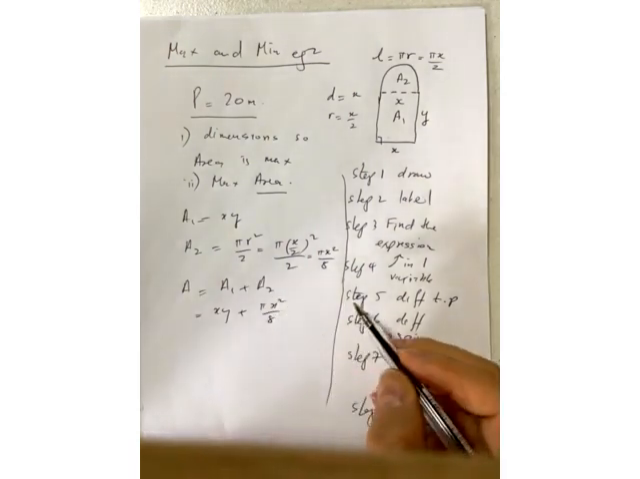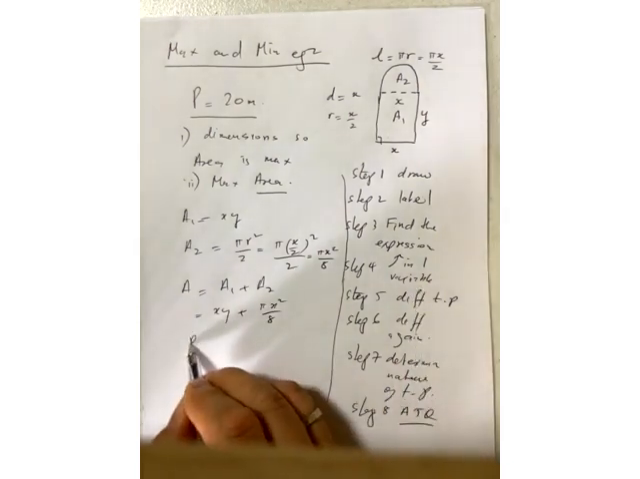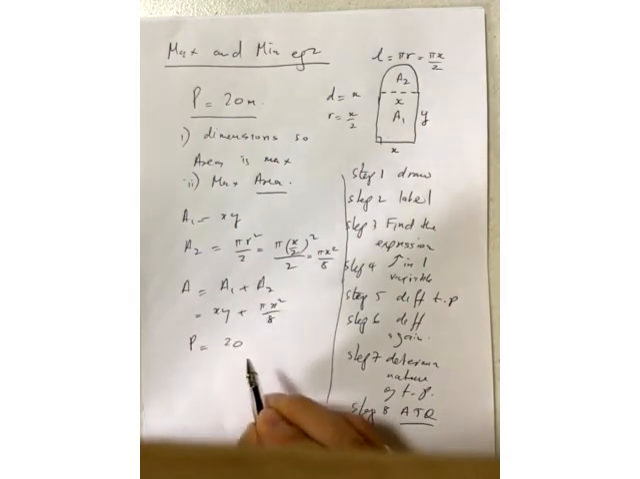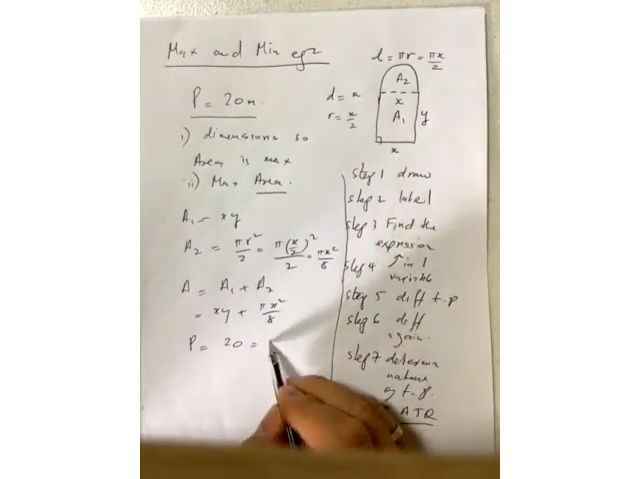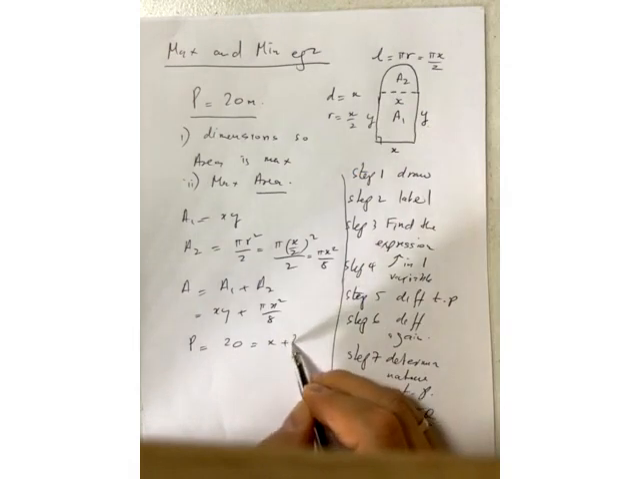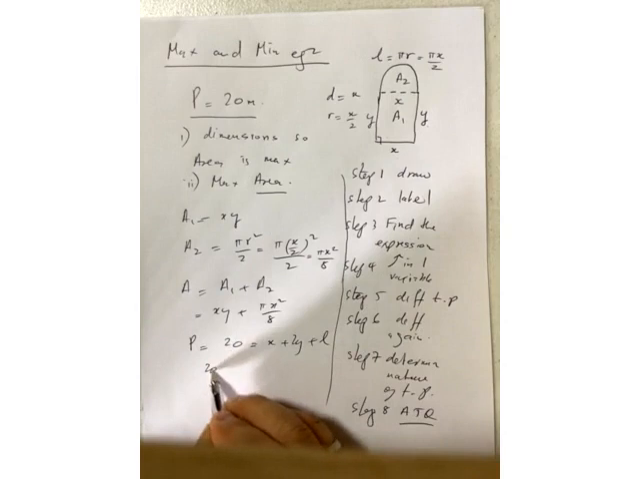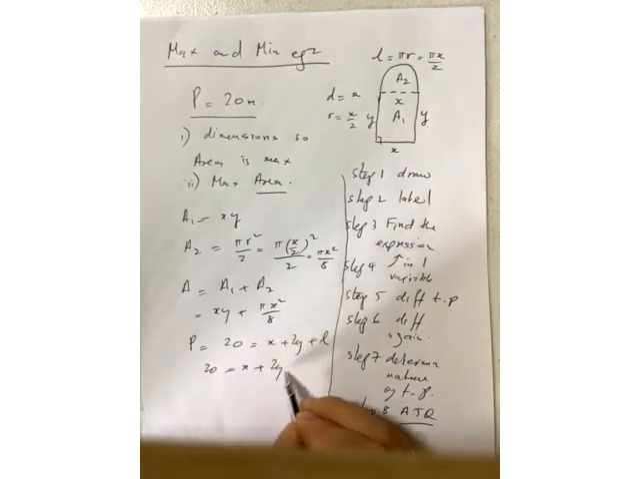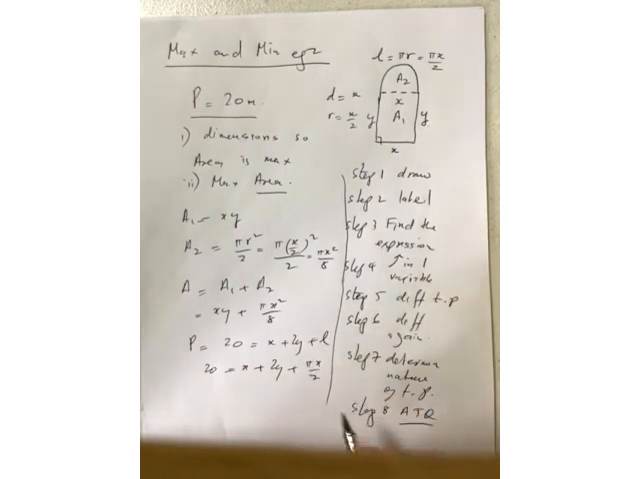And as you can see, this is in terms of two variables, x and y. So you have to change it into one variable. How? Well, you have to use the information given to you. You're given that the perimeter is 20 meters. And the perimeter consists of x plus a y plus another y. So this side's also y. So that's 2y plus L, the arc length. So that means 20 then equals x plus 2y plus the arc length, which is pi r, sorry. So that's pi x on 2.